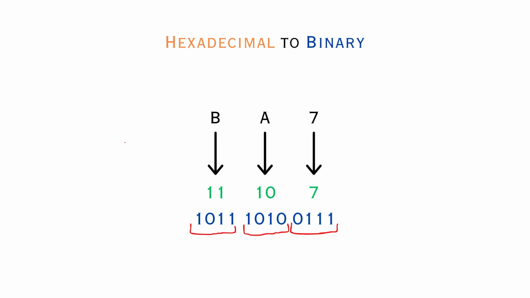How do we write down A hexadecimal in decimal? It's 10, okay? And how do we write 10 in binary? 1, 0, 1, 0. Okay, and now B. How do we write B in decimal? It's 11. And how do we write 11 in binary? 1, 0, 1, 1. And now we just need to aggregate them. Okay, we don't need to add the ones and 0 because it's in binary. We just need to aggregate, so we get 1, 0, 1, 1, 1, 0, 1, 0, 0, 1, 1, 1 will be our binary number.